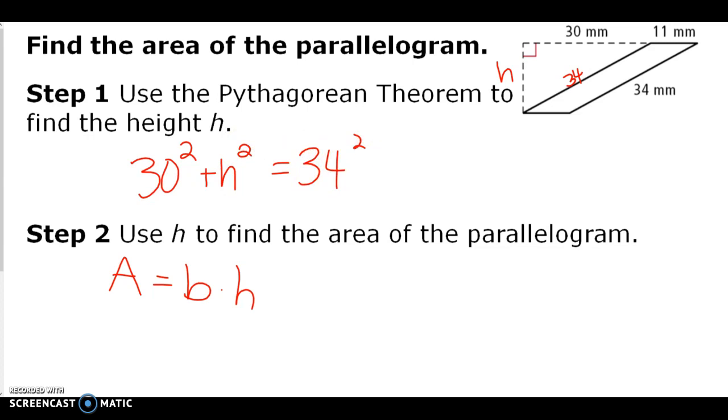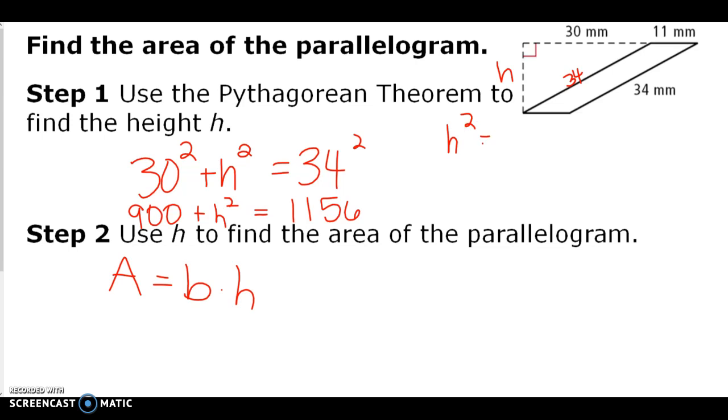Okay. What is 30 squared? Well, what's 3 squared? 9. And then it's just add zeros. And then we keep our h squared because we still don't know that. And someone use your calculator. What's 34 squared? We're going to use a subtraction property to get 900 over to the other side. So we get h by itself.